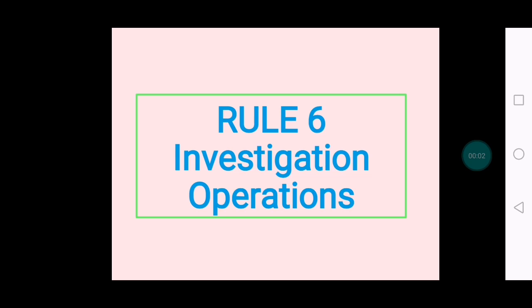Next topic, NAR module is Rule 6, which is the investigation operations. Investigation operations include investigation of crime or incident, scene of the crime operations, administrative investigation, and other investigative work necessary to determine facts and circumstances for filing cases criminally or administratively.